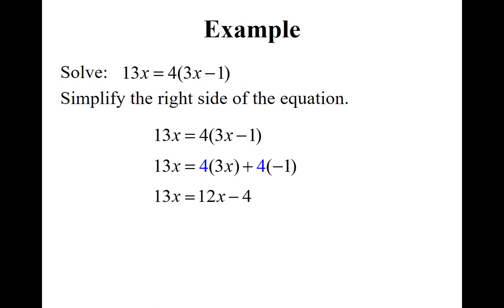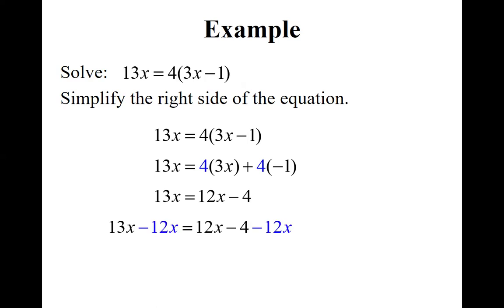Now, we have a complication. We have x's on both sides. We can't get the x by itself until they're all on one side. What tools do we have at our disposal to get rid of a +12x? Well, we can subtract 12x from both sides.